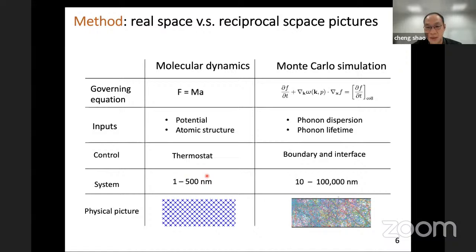On the other hand, by solving the Boltzmann transport equation with Monte Carlo simulations, we can simulate the thermal transport process at really large scales. But for the Monte Carlo simulation, we need some basic inputs like phonon dispersion, phonon lifetime, and the phonon transmission at the interface. And normally, these properties are difficult to extract.